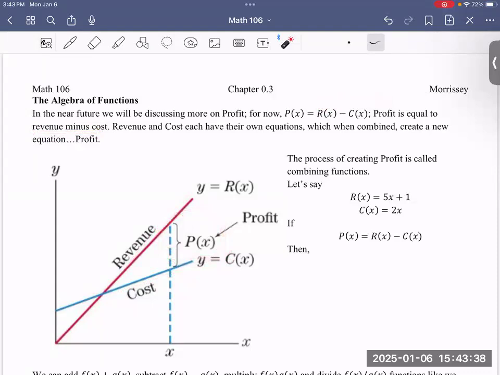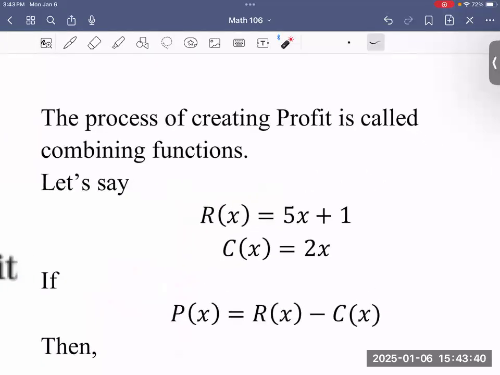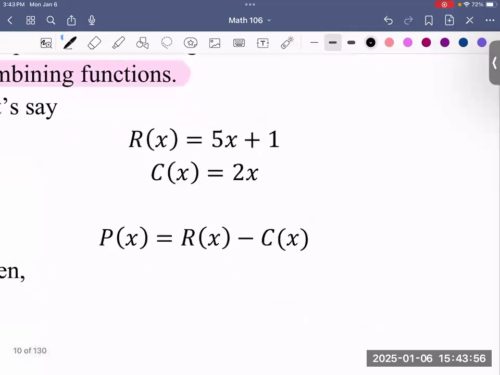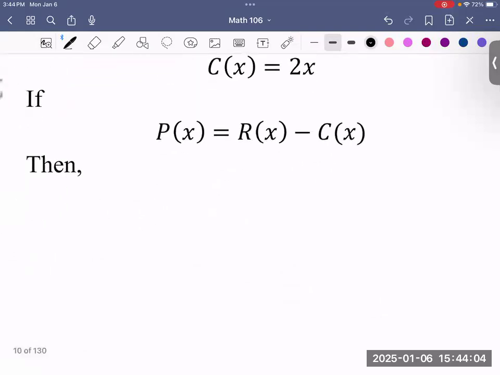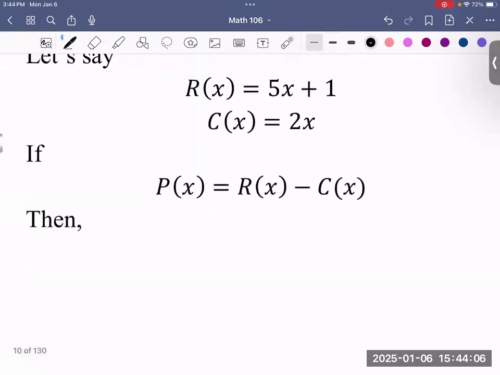So the process of creating a profit is called combining functions. We're going to take two functions and combine them together. Now we're going to be subtracting the cost one specifically in order to get to the equation. So let's say we have two equations. Revenue, let's say, is 5x plus 1, and your cost is 2x. So in order to find your profit, we'll end up subtracting the two.